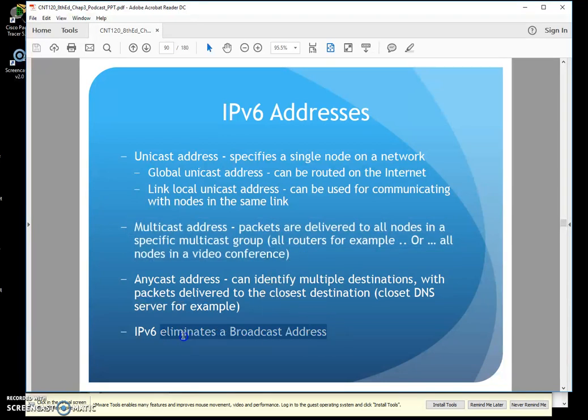I'll notice that I don't see broadcast. IP version 6 eliminates a broadcast address, but it does use an Anycast address. In this case, it'll identify multiple destinations with the packets delivered to the closest destination. Usually something like a closest DNS server, for example. So I'm going to try to hit a couple nodes, and the closest one should hopefully get it first and respond to me first. That's the idea behind that.